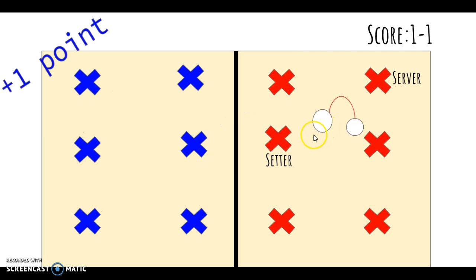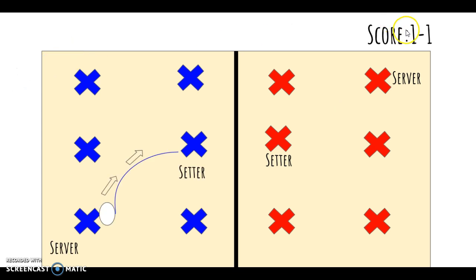The red team lets it bounce, bounce, 2 times, and they didn't get to the ball. So the blue team gets 1 point. Now the score is 1-1. So now, because the blue team won, they're going to get the ball and they're going to get to serve. So remember, their back right person is the server. They're going to serve to the setter in the middle. And then the setter is going to hit it over.